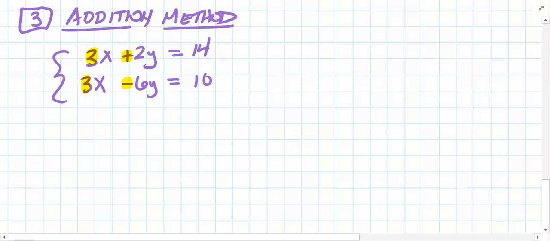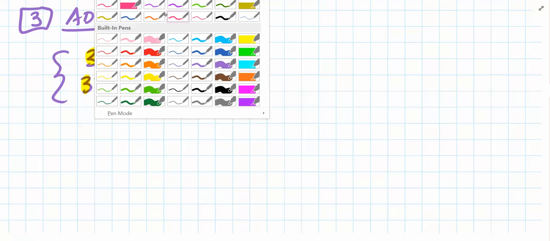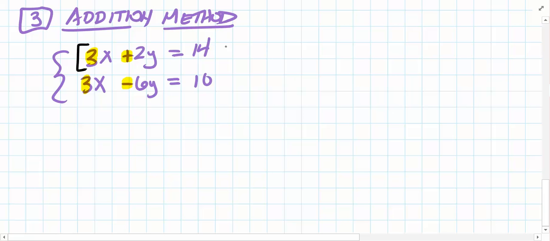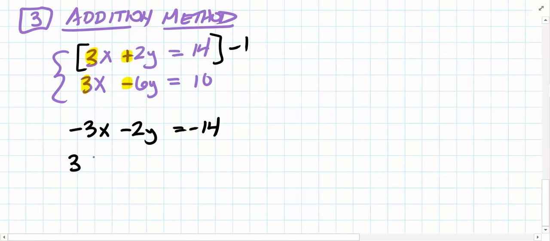So which one do you want to eliminate? The x or the y? It doesn't matter to me. You don't do the x's? All right. So in order to make that happen, we need to multiply the entire equation, one of them, doesn't matter which one we do, by -1. We just have to do one of them by -1. So that would give me negative 3x minus 2y equals negative 14. So far so good? If we leave the bottom equation alone, we'd get 3x minus 6y equals 10.